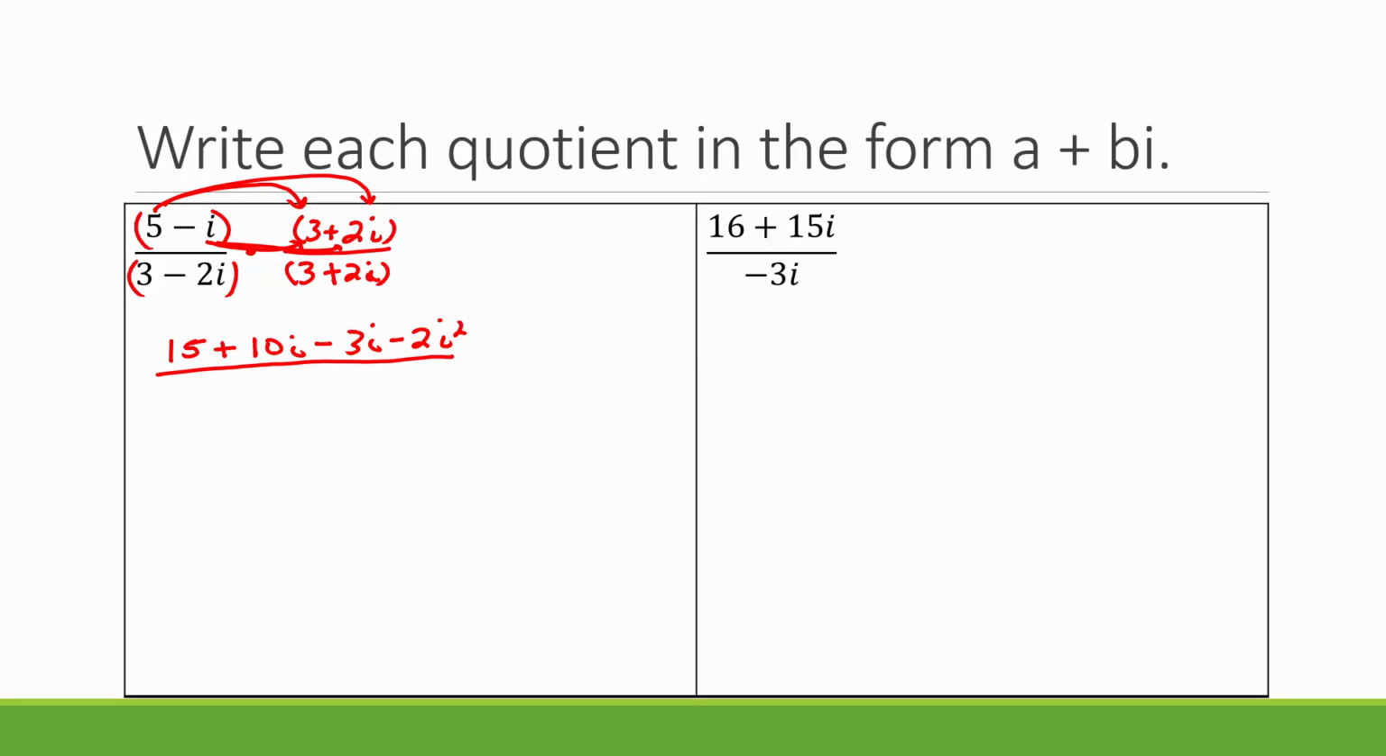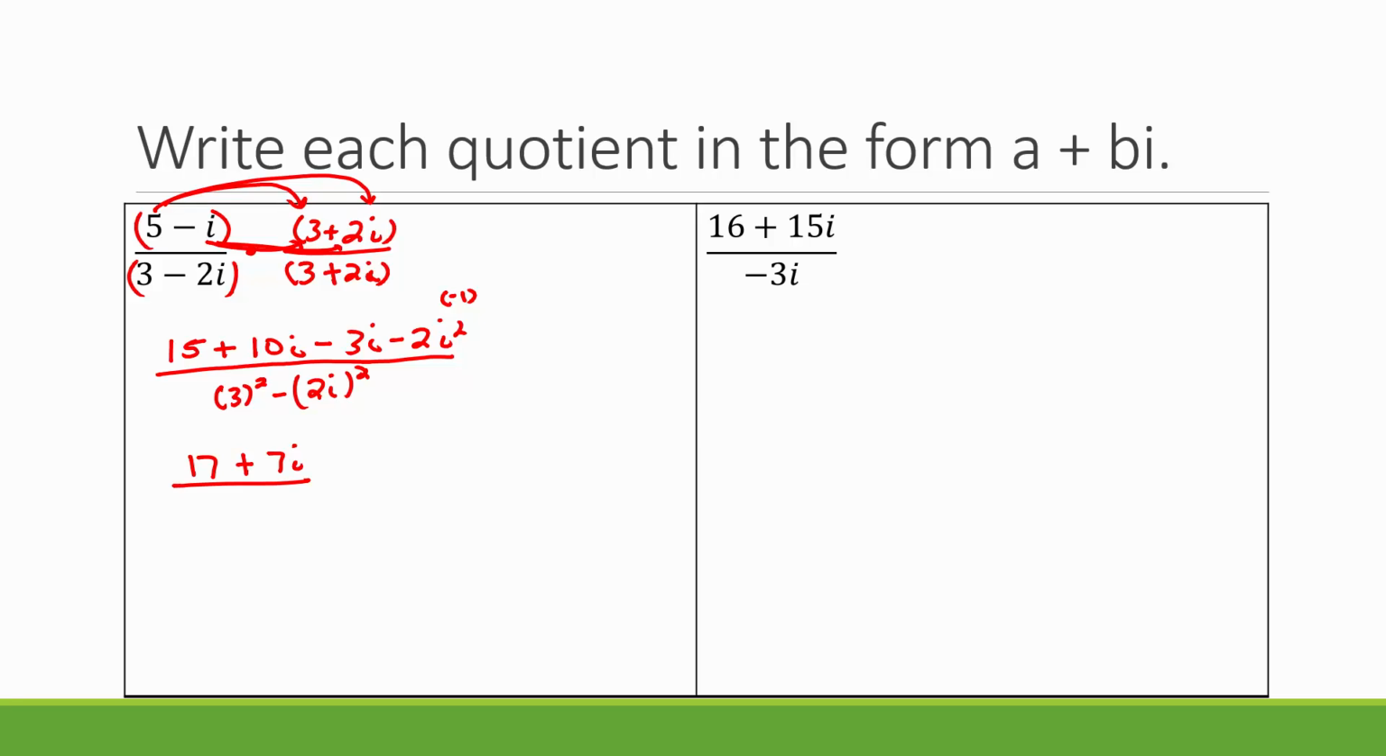Now, in our denominator, we can use one of our special rules. First term squared minus the second term squared. All right, so we know that I squared is negative 1 here, so that will become positive 2. And 15 plus 2, combining those like terms, gives us 17. 10i minus 3i gives us positive 7i.